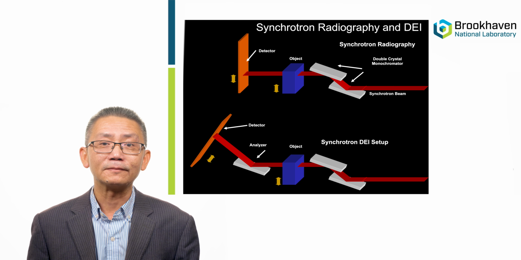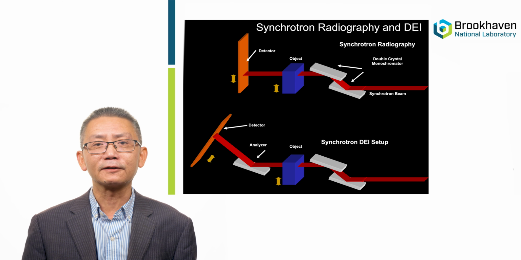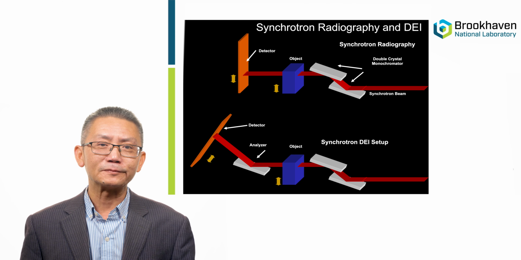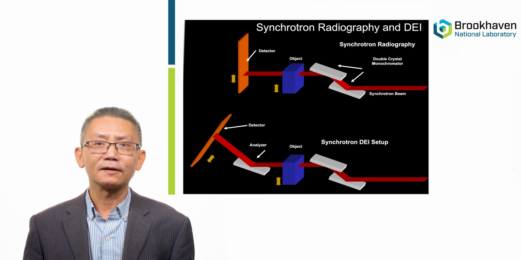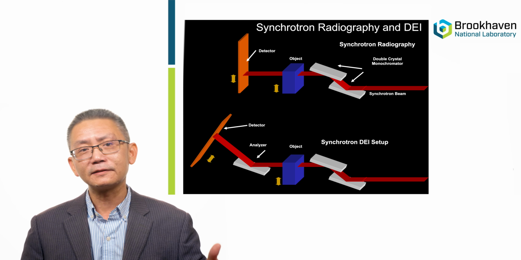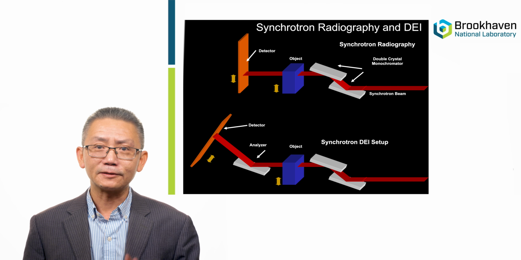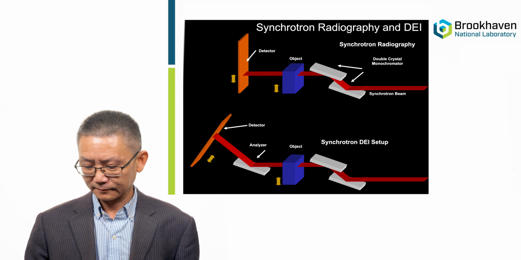On the bottom, we have our DEI setup. The same X-ray goes through the same people, but in addition, we have an analyzer crystal. This crystal converts small angular change in the X-rays to intensity change that's detected by the same detector. So that's the only change we made from the conventional X-ray.